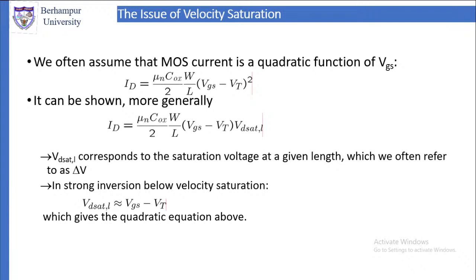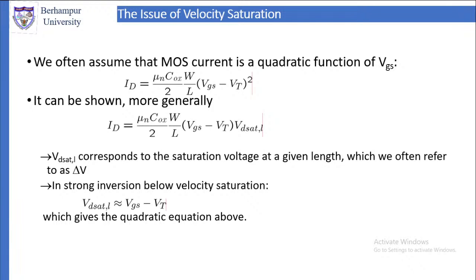So VD sat means the saturation voltage at the drain. So drain saturation voltage for a given length. So VD sat L corresponds to the saturation voltage at a given length. Length means the channel length in the MOS. Which we can also say, in some books you will see that it is delta V. So ID is equal to mu COX upon 2 W upon L, VGS minus VT into VD sat L, or delta V. VD sat L also can be written as VGS minus VT.